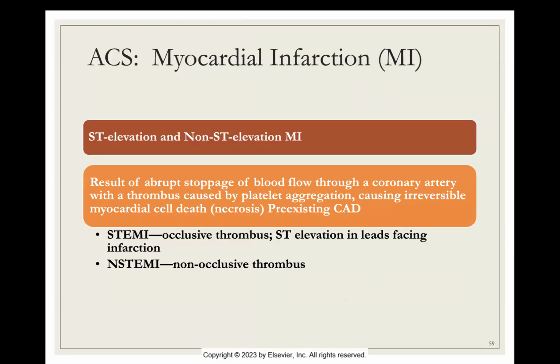All right. The other side of acute coronary syndrome is myocardial infarction, also known as a heart attack. We're going to refer to it as an MI for short. Okay, so we have ST elevation and non-ST elevation MIs. Result again of abrupt stoppage of blood flow through coronary arteries.